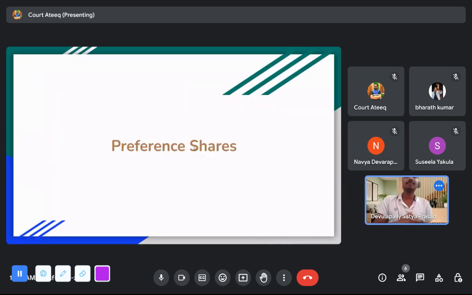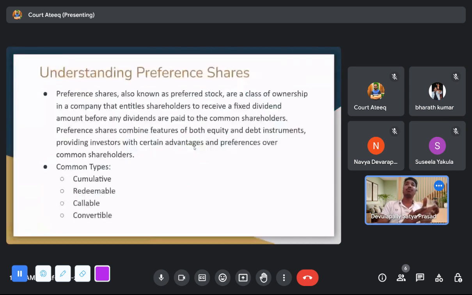Next I'm going to tell about preference shares. Preference shares are a class of ownership in a company, which is a type of hybrid share. How it is going to perform is, the preference shareholders will get a fixed amount of dividend, just like an interest amount. So that is what preference shares are. Unlike bondholders, they will get a higher return than the bondholders. They also get the advantage that in case the company gets liquidated, they will get more preference than the common shareholders, but they are subordinate to the bondholders.